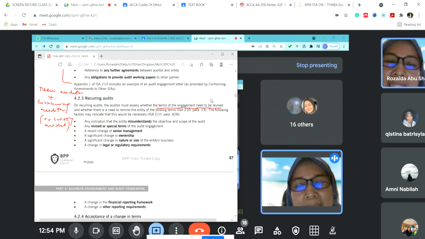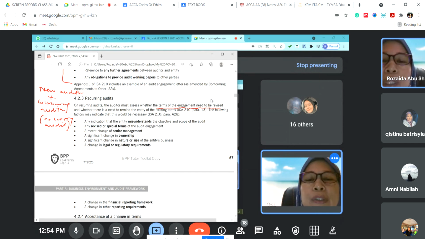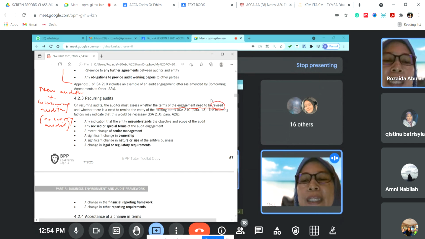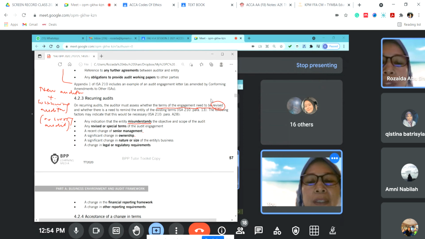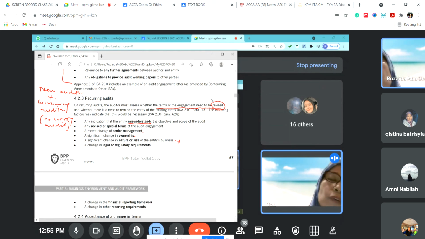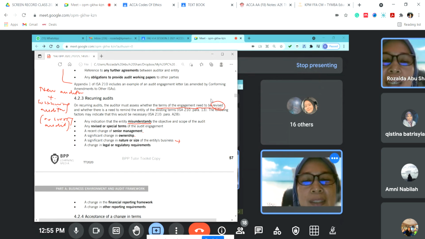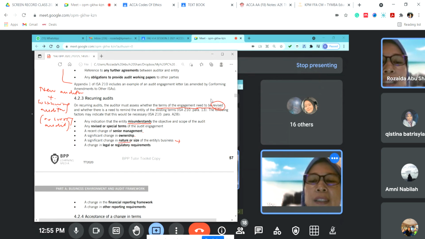But actually they misunderstood what they agreed. So you need to revise. So any indication that the entity misunderstands the objective and scope of an audit, any revised or special terms of the audit engagement, recent changes of the senior management, significant change in ownership, significant change in nature or size of the entity's business. Okay, let's say last year they only have one branch. So the following year they already have 10 branches. So that is changes in nature or size.